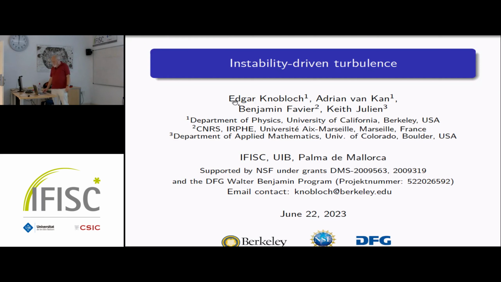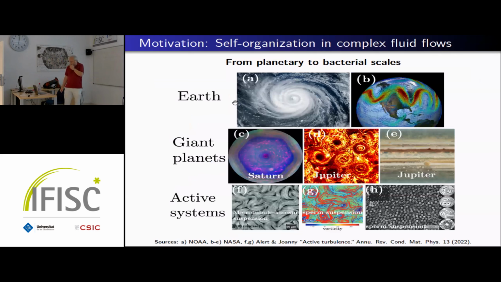So this talk will be divided into two parts. The first part will be about two-dimensional flows, two-dimensional turbulence. And then in the second half, I want to relate what we learned from the two-dimensional problem to what happens in three-dimensional systems, three-dimensional turbulence, but not fully three-dimensional: anisotropic, but three-dimensional turbulence. So let me start with some motivation.